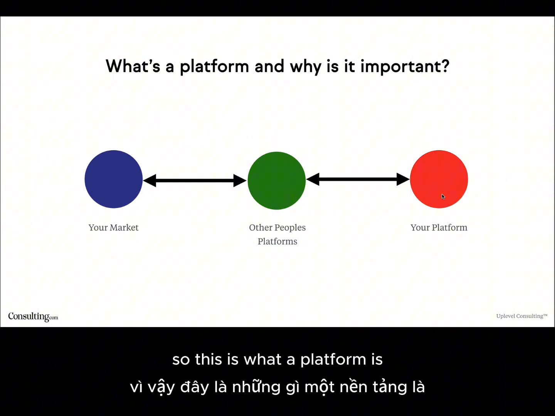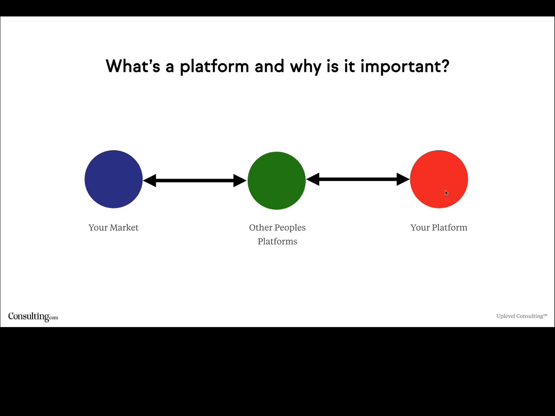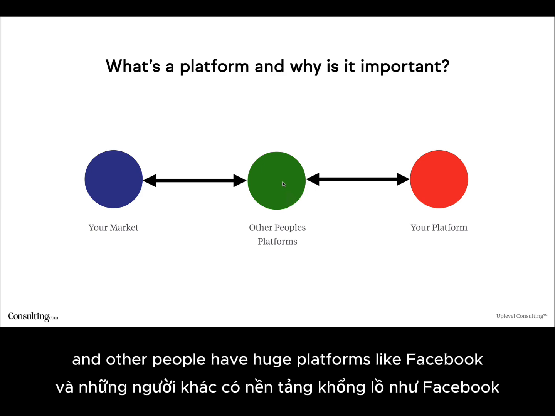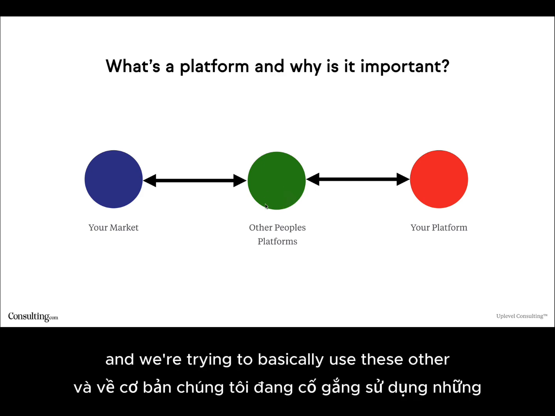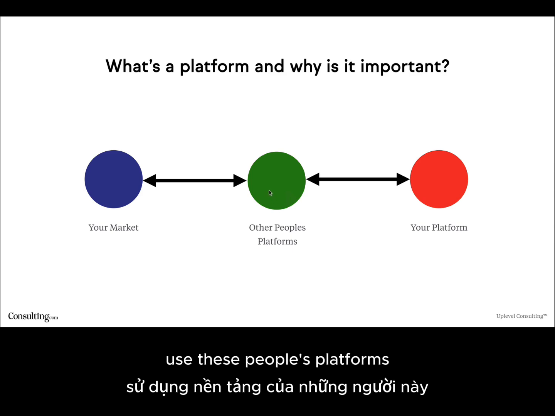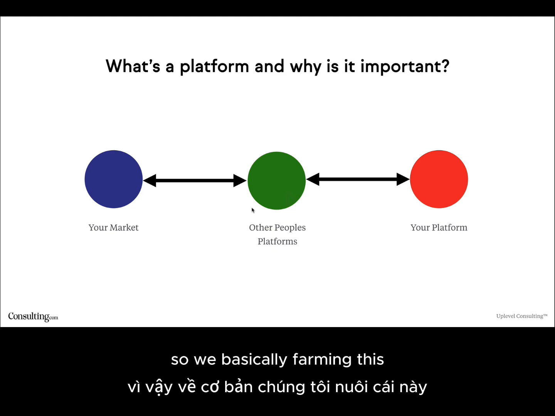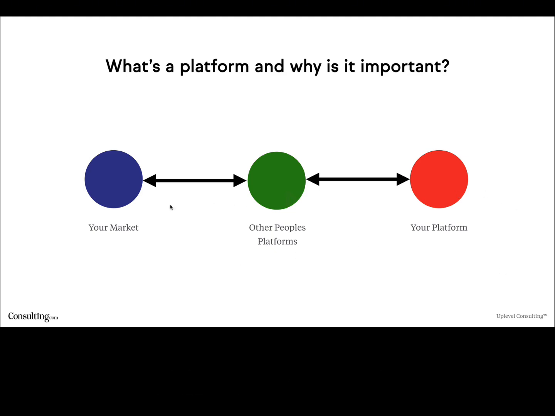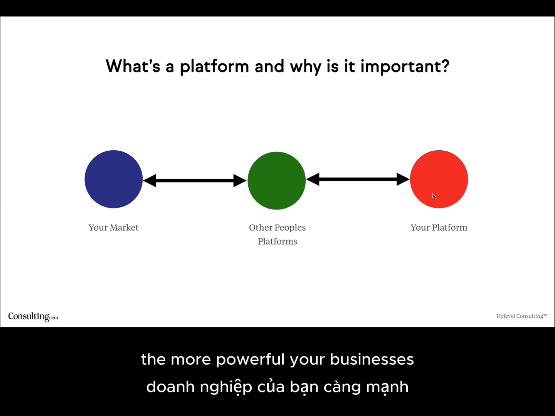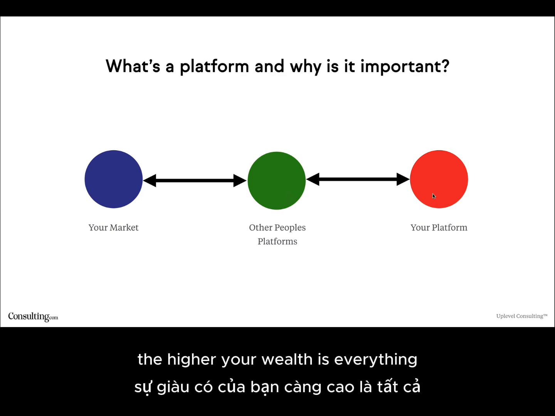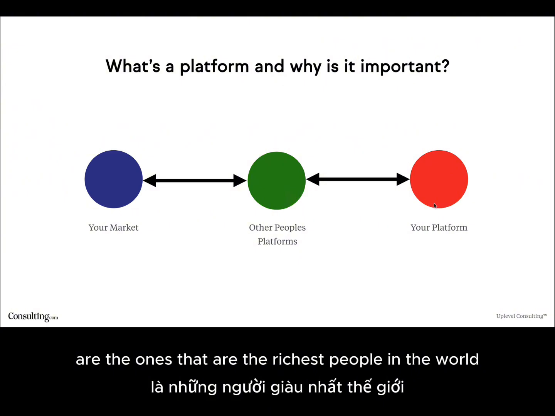So this is what a platform is. You have your own platform, your email list and all of that. And other people have huge platforms like Facebook and LinkedIn and all of them. We're trying to use these people's platforms to bring people over to our platform. So we're basically farming this to get these people over here. The more people you bring over here, the more powerful your business is, the higher your wealth is, everything. The people who have the biggest platforms themselves are the richest people in the world.